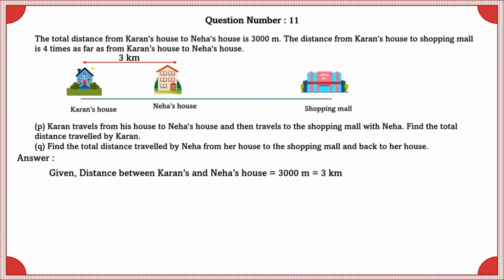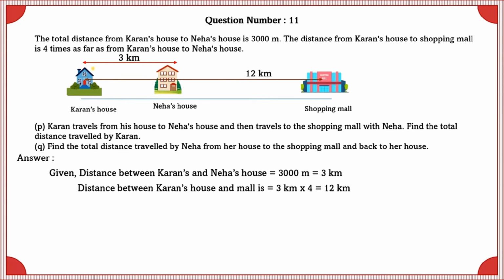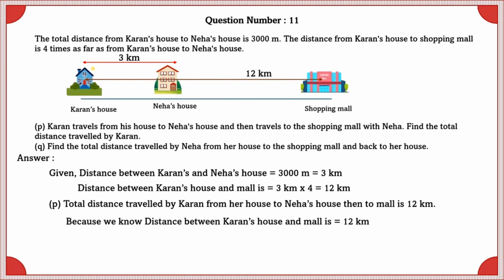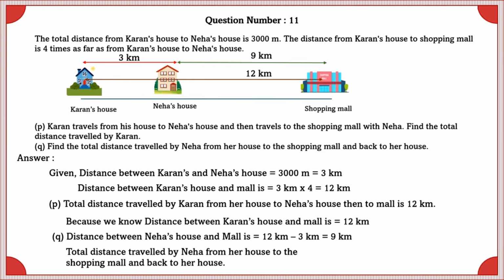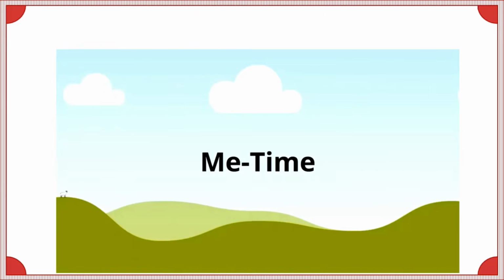Given distance between Karan and Neha's house is 3000 meters, or we can say 3 kilometers. And then distance between Karan's house and shopping mall is 4 times the distance between Karan's house and Neha's house, that is 12 kilometers. Total distance travelled by Karan from his house to Neha's house and then to the mall is 12 kilometers, because we know distance between Karan's house and mall is 12 kilometers. Next, distance between Neha's house and mall is 9 kilometers. So, total distance travelled by Neha from her house to the shopping mall and then back to her house is 18 kilometers.